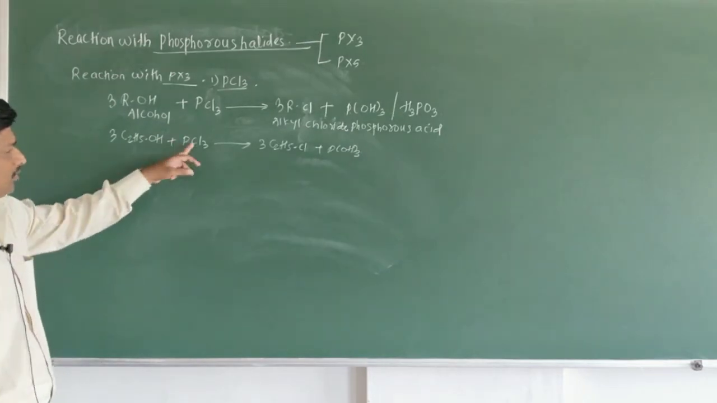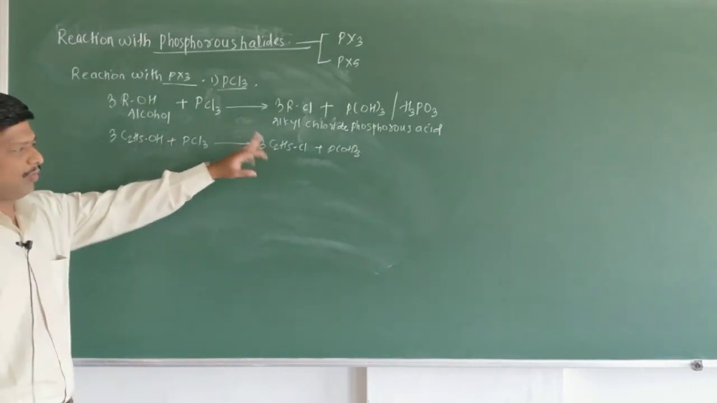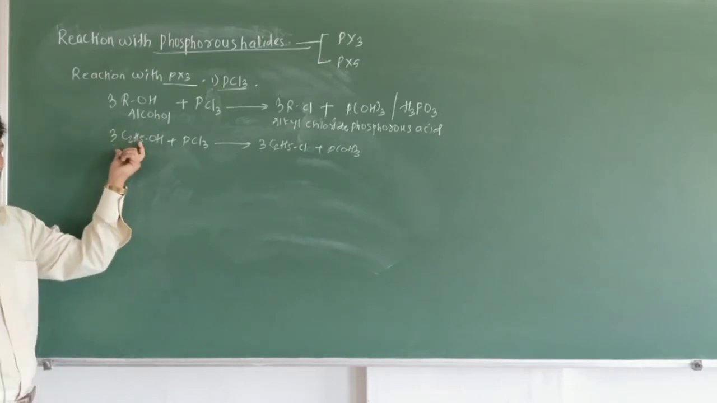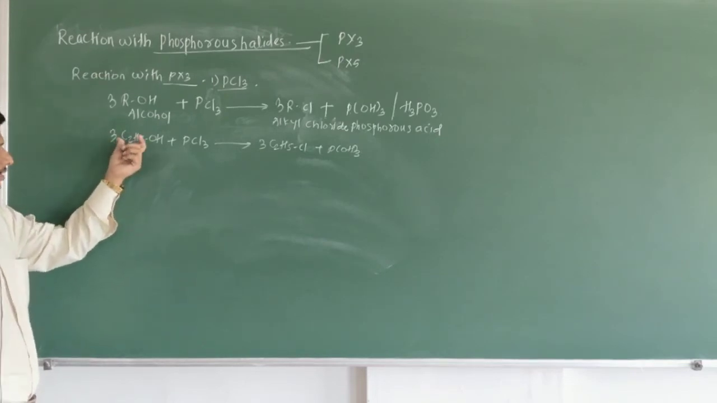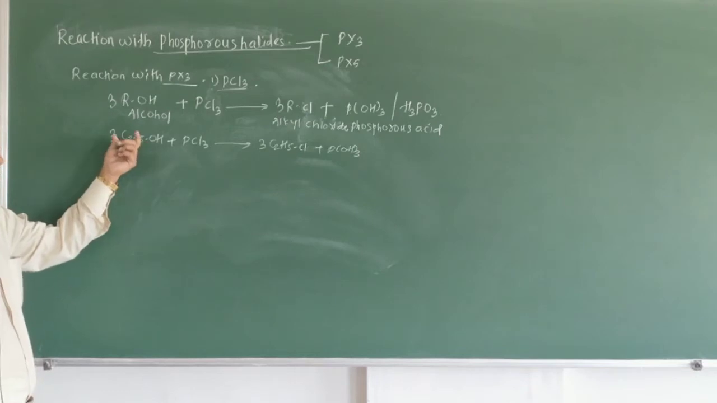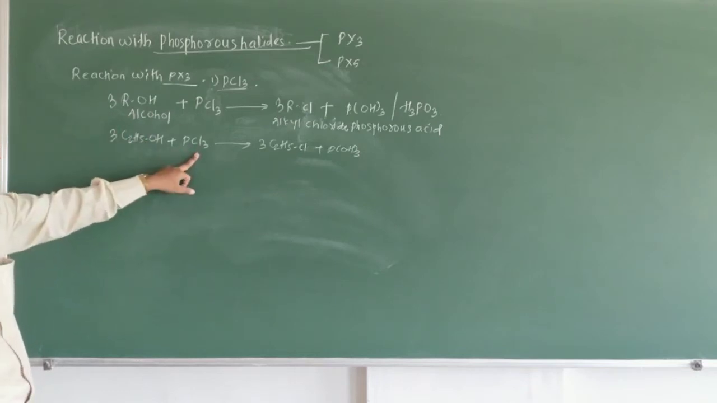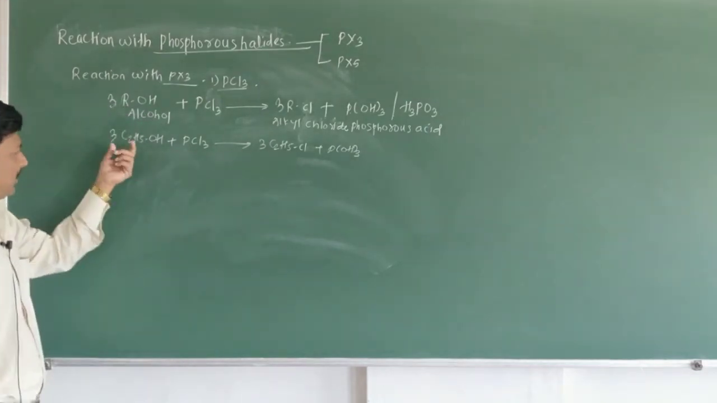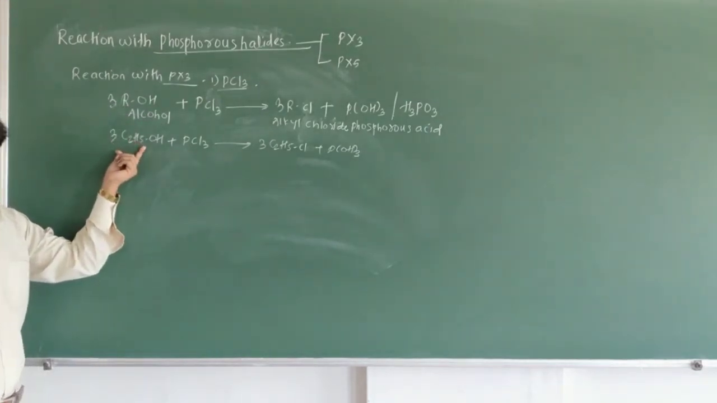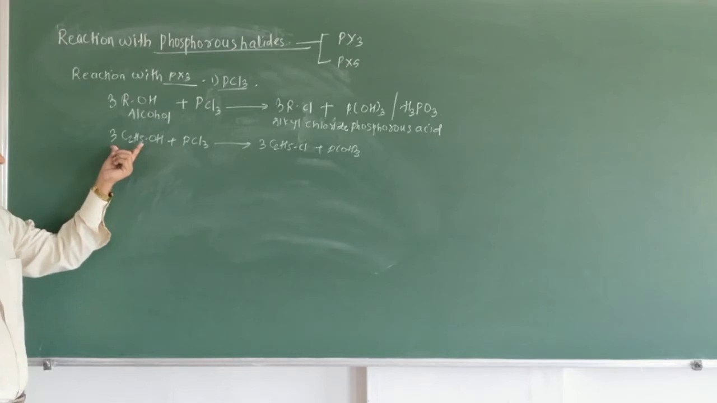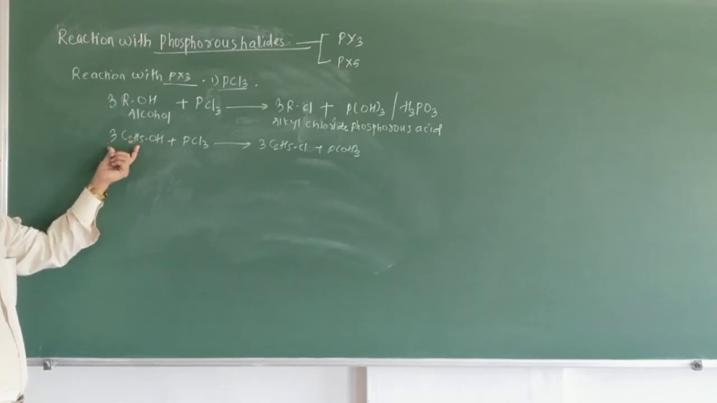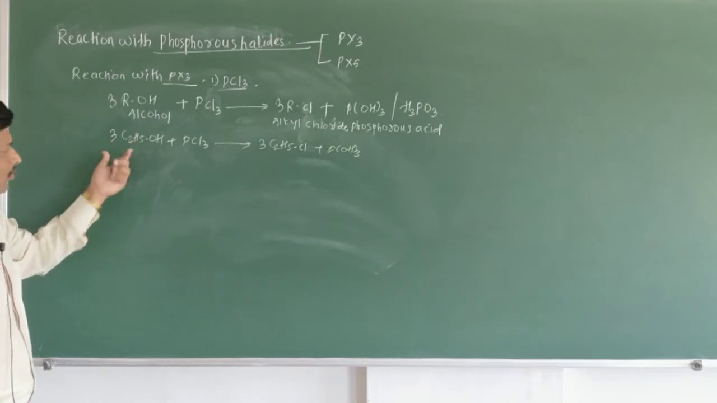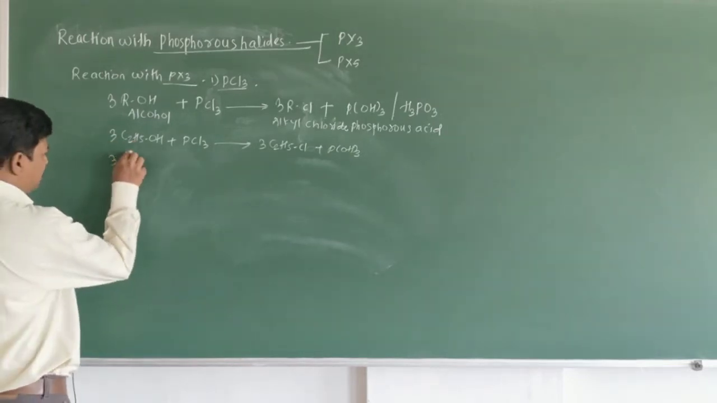Ethyl alcohol reacts with phosphorus trichloride to form ethyl chloride. Now in place of ethyl, when we take methyl alcohol, CH3OH, then methyl alcohol reacts with phosphorus trichloride to form methyl chloride. Or the third one, when we take n-propyl as the alkyl group, then the alcohol is n-propyl alcohol. The reaction is like this.